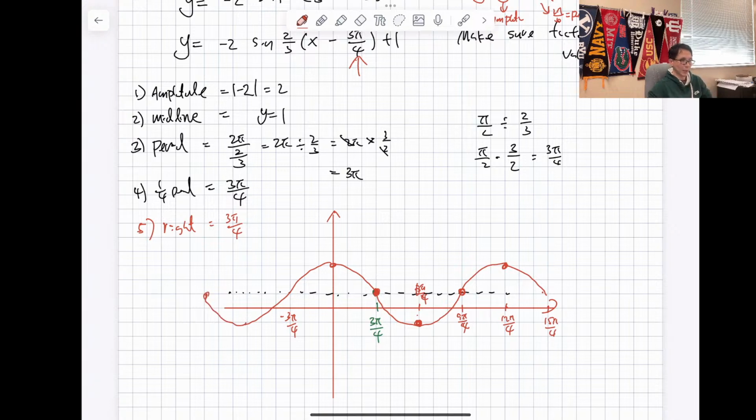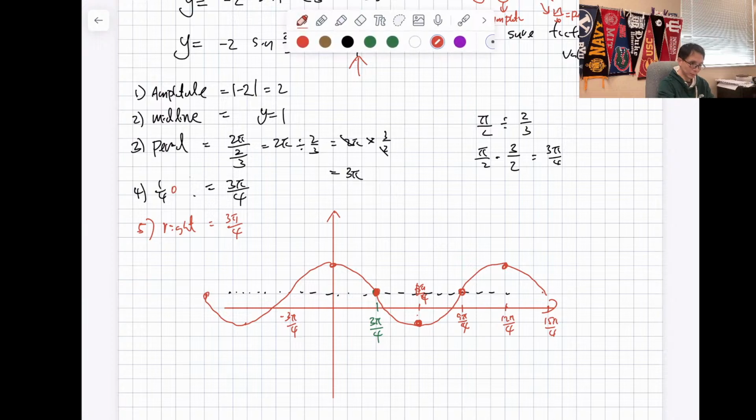And that's my sine graph. Number 4, what's 1/4? That's 1/4 period, sorry. So a quarter period, because a quarter period is going to have a change.